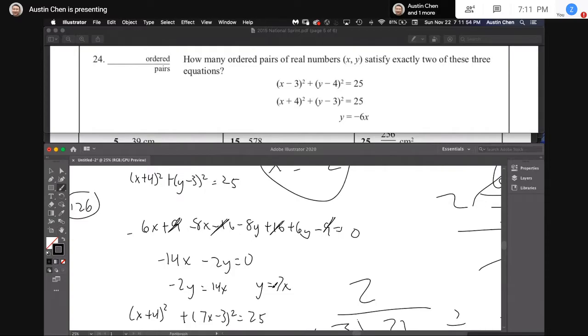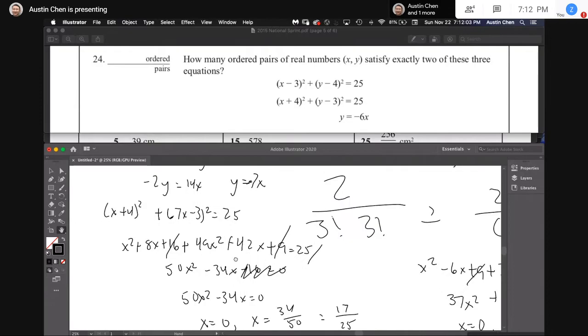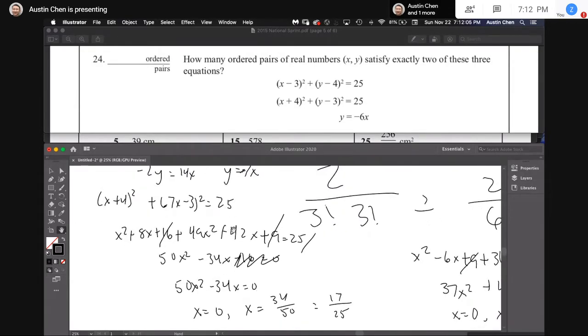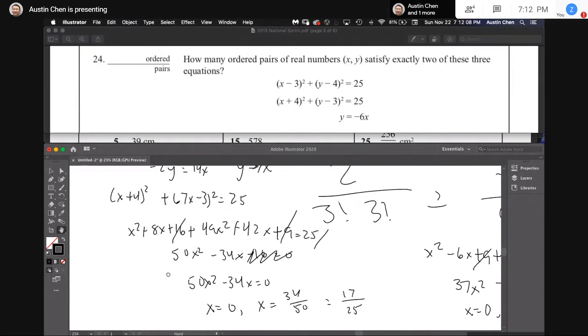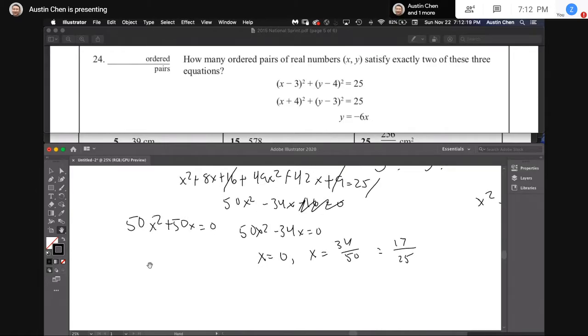Oh, y equals negative 7x. I forgot that negative there. Okay, so then this will be positive 42x. And then when you add those, that will be 50x. So then we have 50x squared plus 50x equals 0. This still gives us 4. We have x equals 0 and x equals negative 1.